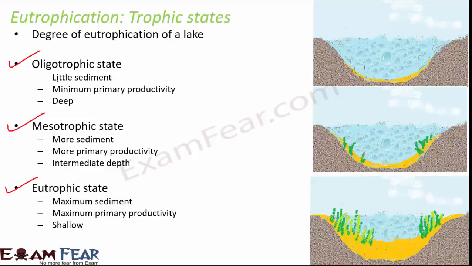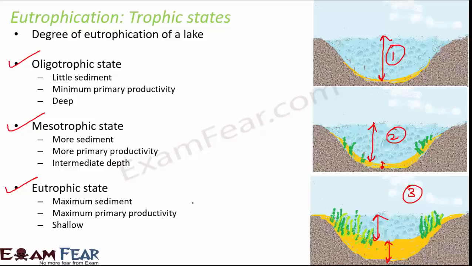So oligotrophic state means little sediment. So this is your stage 1. When you have little sediment, therefore the depth is more. Mesotrophic stage, that is stage 2, where you have considerably more sediment and therefore the depth has decreased. And then you have eutrophic state, where you have maximum sediment and therefore minimum depth.